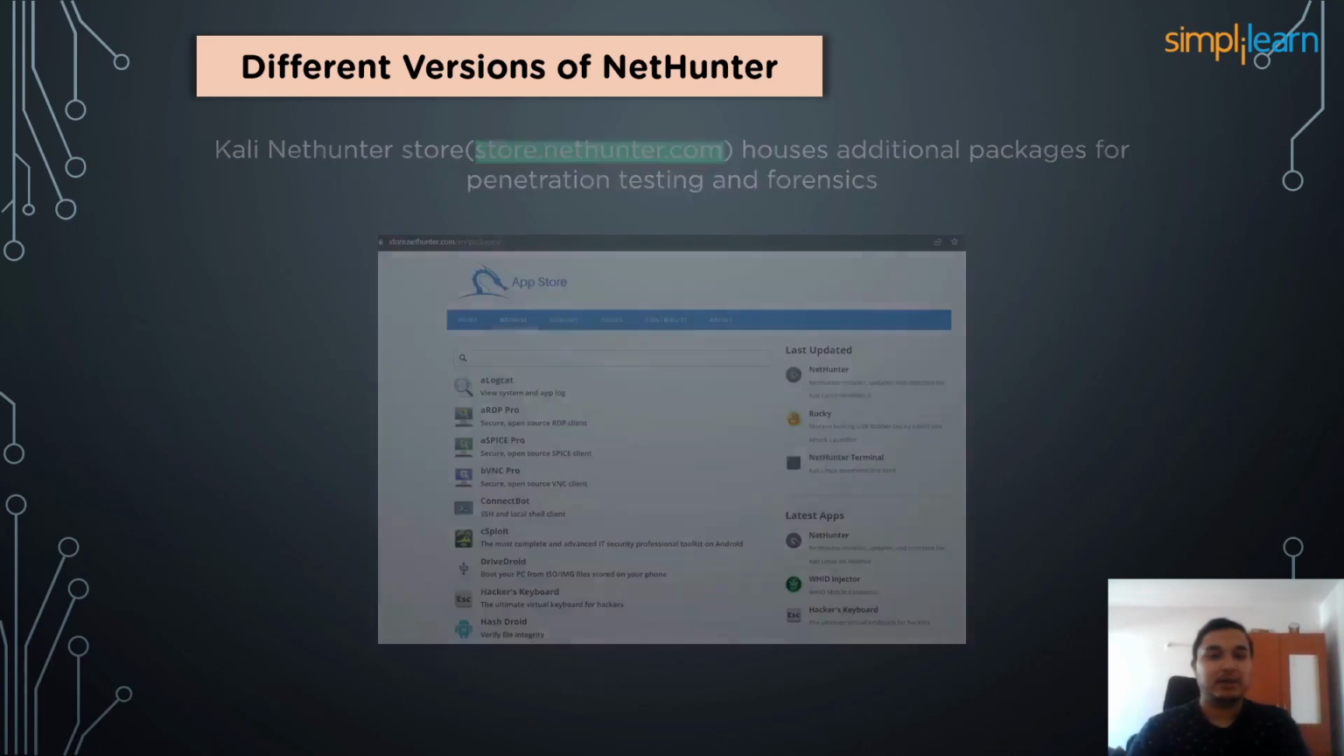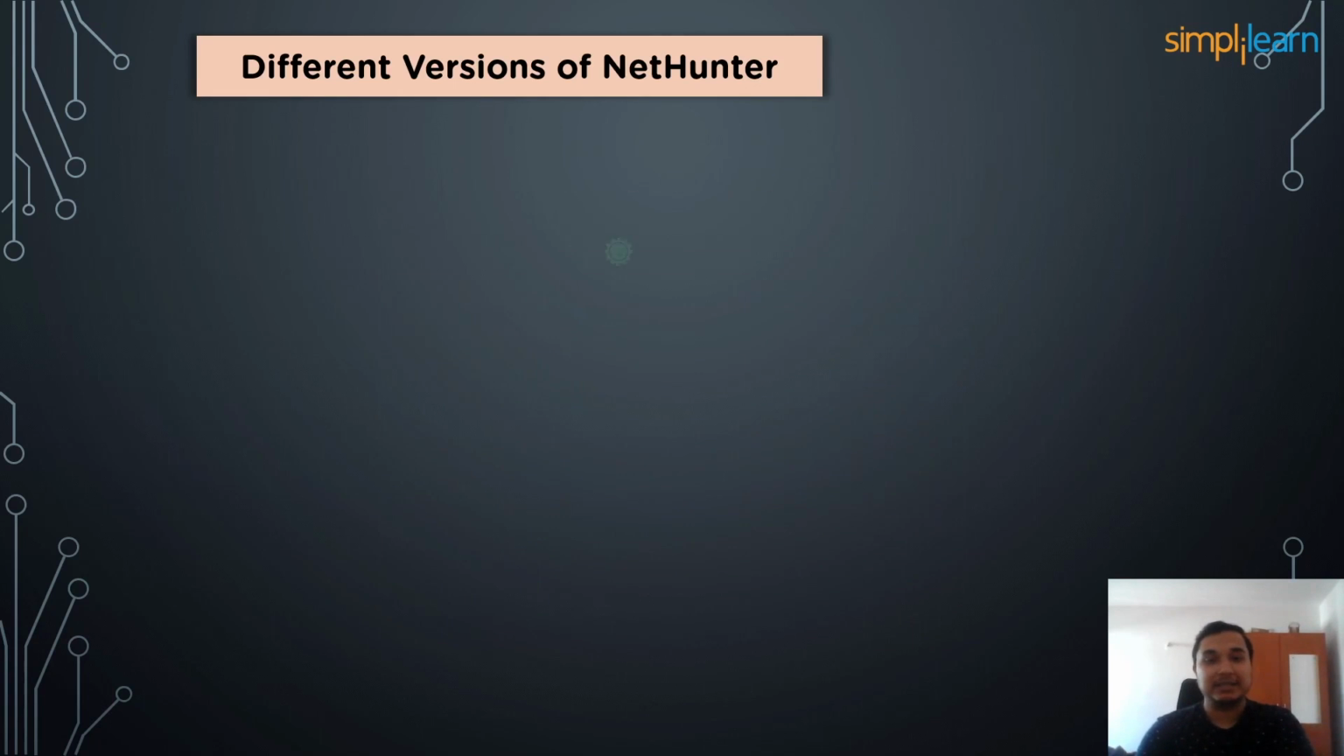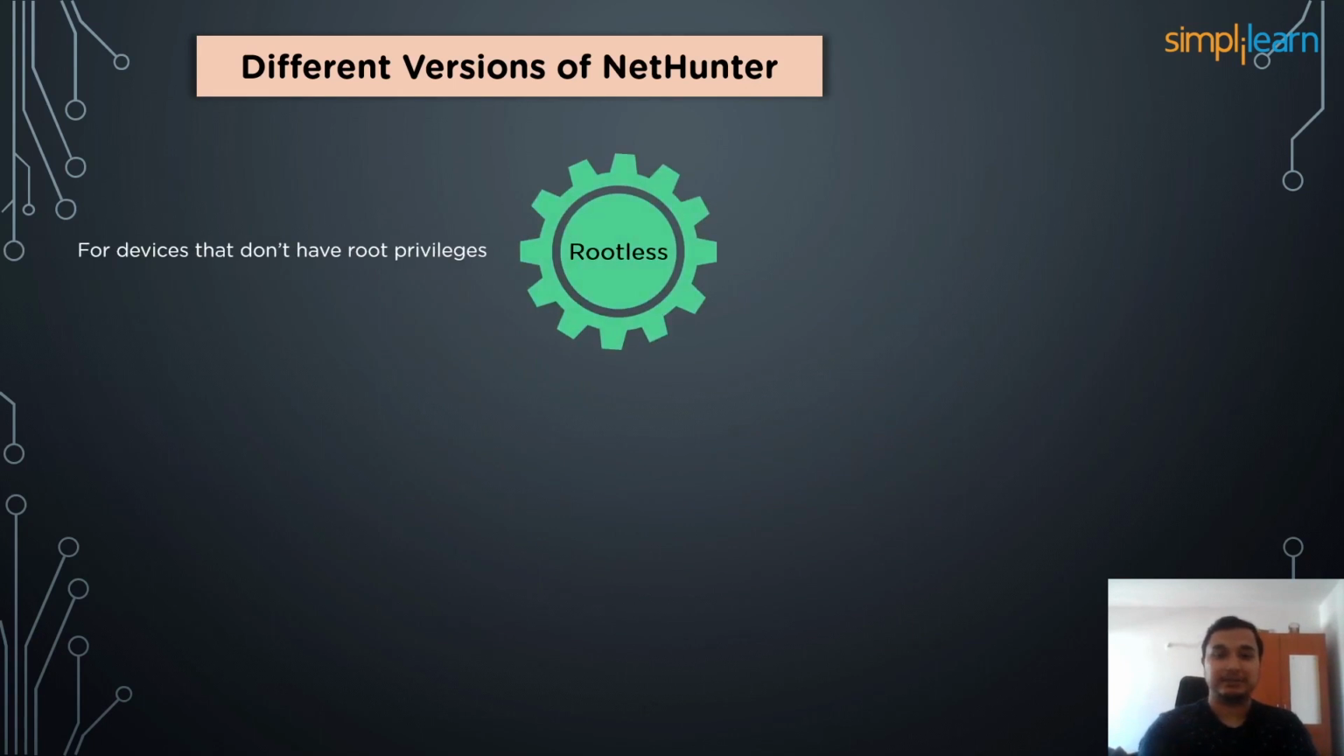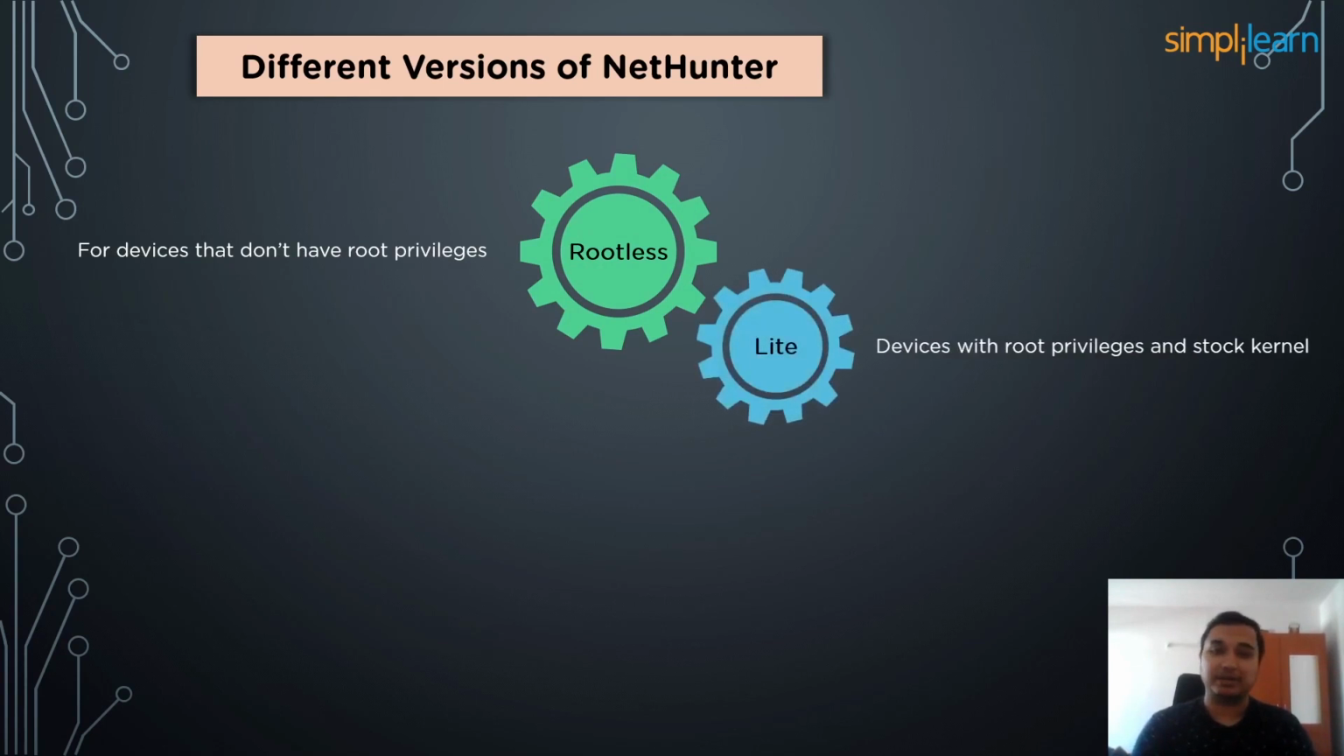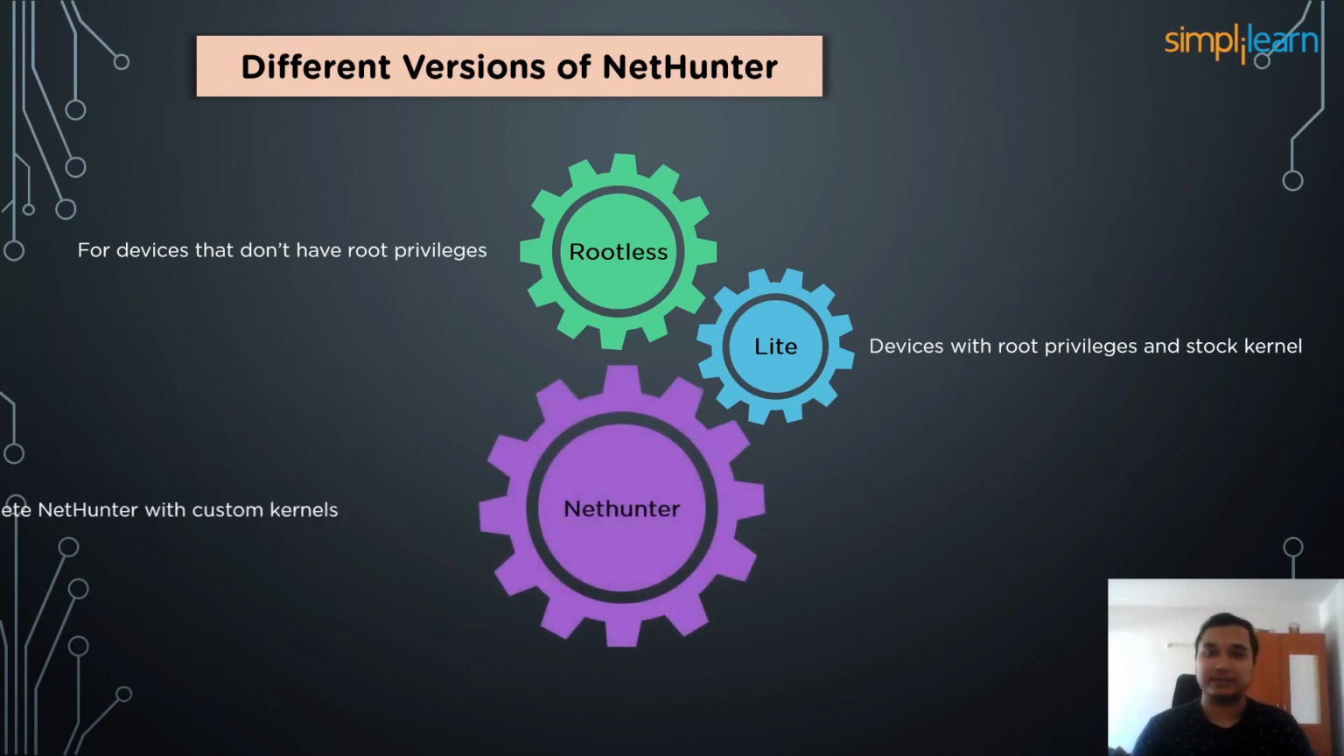The first of the three versions that NetHunter provides is the NetHunter Rootless. This works on almost all devices without any issues. The number of tools available in this version is the lowest among the three. We then have NetHunter Lite, which requires root privileges to work properly. It doesn't need any custom kernel flashing to power up and has comparatively more tools than NetHunter Rootless.